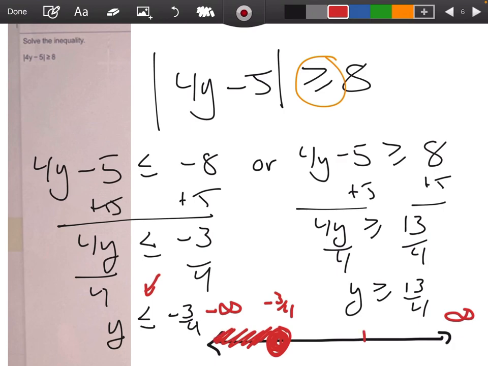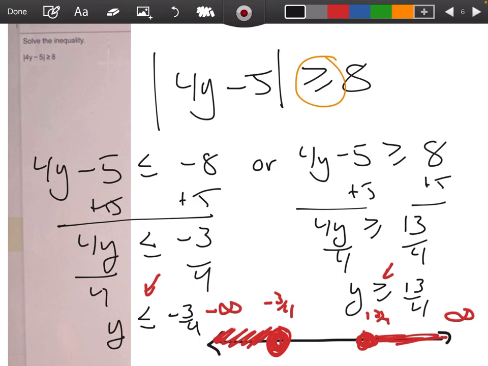And here is, let's say, 13 over 4. And I'm going to, again, fill in my circle, and I'm going to shade in the direction of my arrow, which is pointing to the right. Okay, so we're going all the way to infinity. So now, we need to figure out how we write our answer. And usually they ask me to write the answer in interval form.